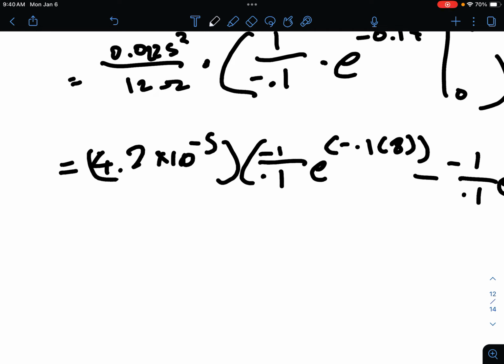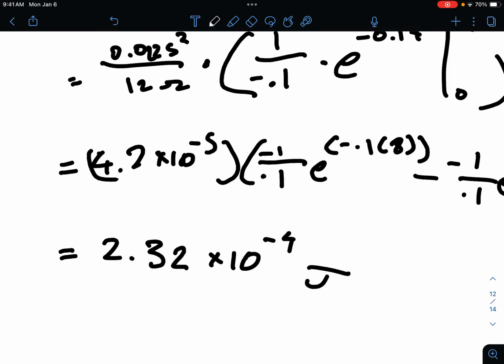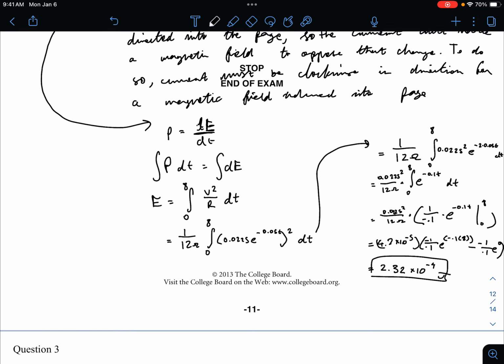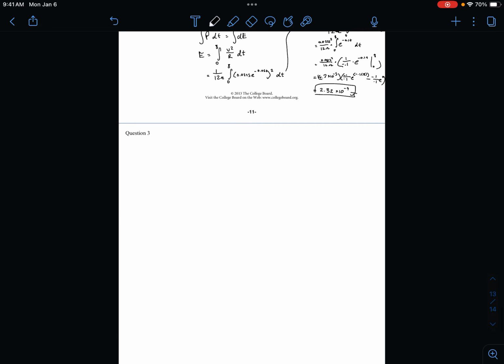So, e to the negative 0.1 times 8 minus e to the 0. That's just going to be a negative number. So when you multiply that by negative 10, you get a positive number, and multiply that by the 4.2 times 10 to the negative 5, you get the total energy dissipated is going to be 2.32 times 10 to the negative 4 joules. Not a whole lot of energy dissipated, but there you go.